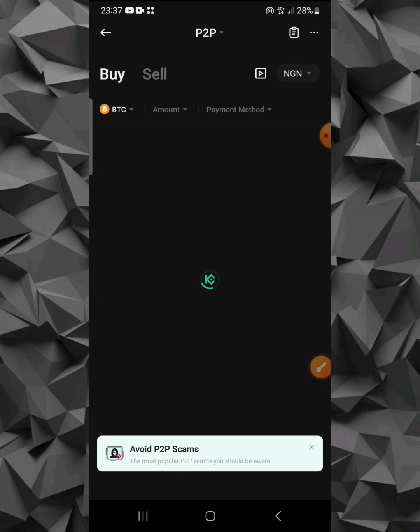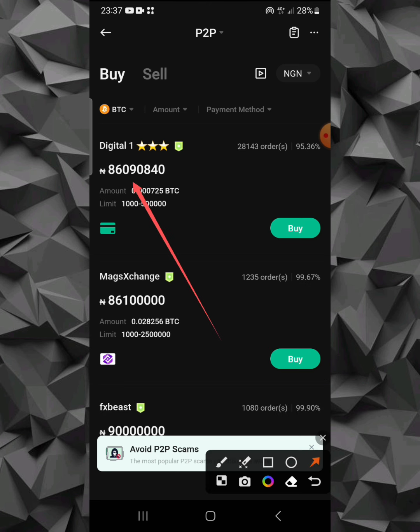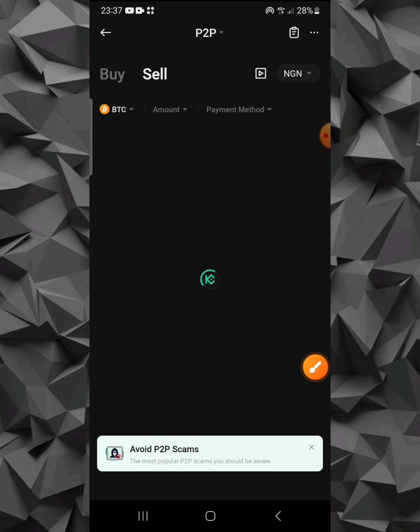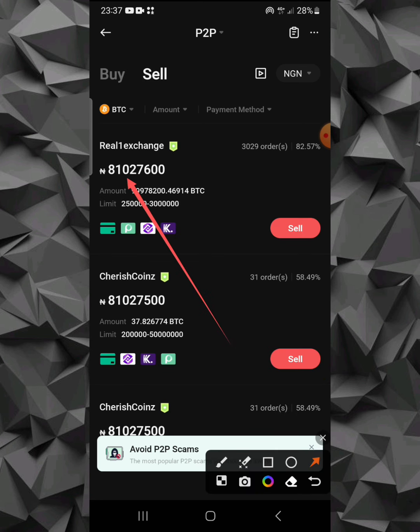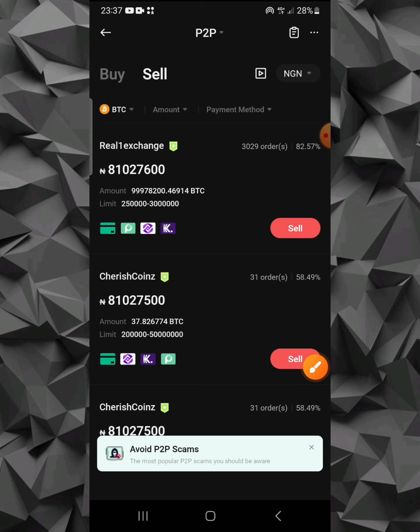You can see on the buy side, the price is about 86 million. And if you come here to the sell side, you see that the price is about 81 million naira. So there's about 5 million naira difference in this. Now I'm talking about millions, but you don't actually need millions to do this strategy. You can just do this with 100,000 naira. Now the basic understanding you need to have before you can dive into this strategy is that you need to be a KuCoin merchant. I'll be explaining how to do that later.